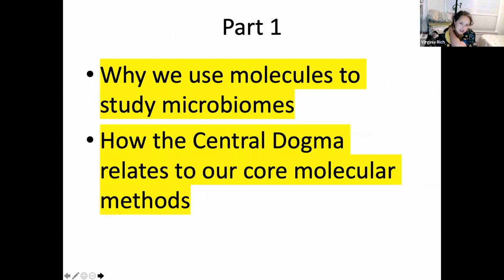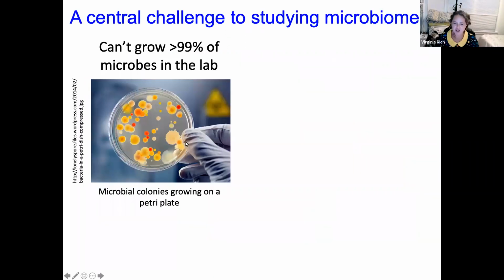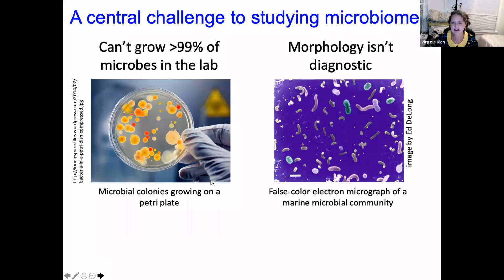Okay, so part one of this lecture is why we use molecules and how the central dogma anchors that concept. So a central challenge to studying microbiomes is you really can't grow the vast majority of microbes in the lab. The number used to be more than 99%. Now this really varies depending on the ecosystem that you're looking at. We do better and worse in different ecosystems. But even if we look at them under the microscope too, the morphology is not diagnostic. So we see a lot of little squishy, squiggly things, and that doesn't necessarily tell us what the organism is or certainly what it's doing.